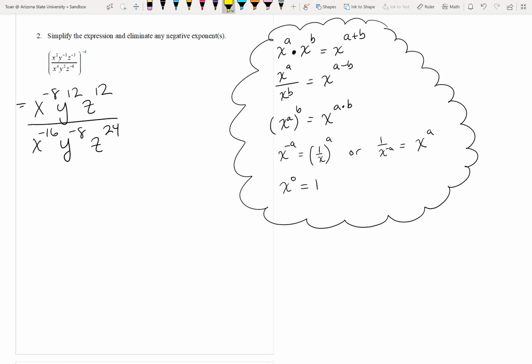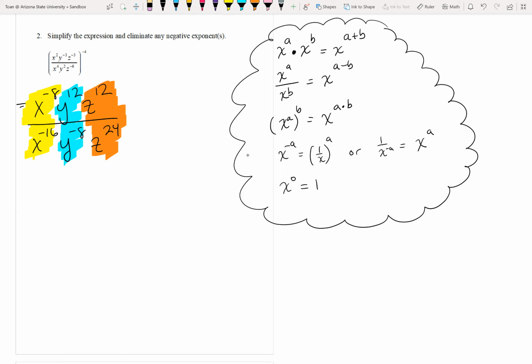Next, what I'm going to do is apply the quotient property. And again, the quotient property only works for like bases. So we're going to do it for the x's separately, the y's separately, and then the z's separately. So let's go ahead and do the x's here.